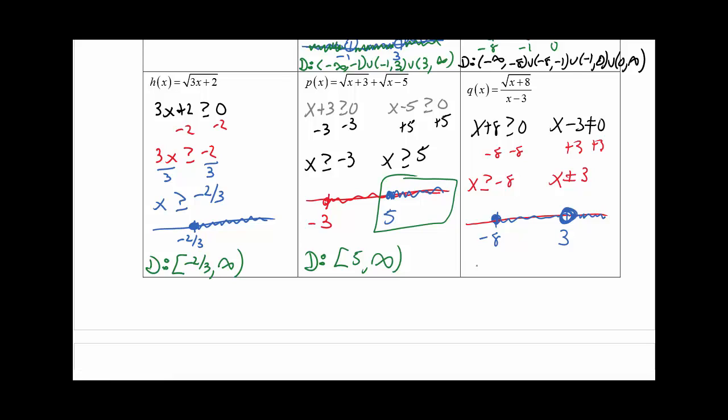Okay, well, how many pieces did we break this domain up into? We broke it up into 2. So when I set up my interval, I need to make sure I've got 2 different pieces in it. So I notice I go from negative 8 to 3. Negative 8 is included. 3 is not. And then I want the other half past 3, so 3 out to infinity. And that would be the domain for that particular function.